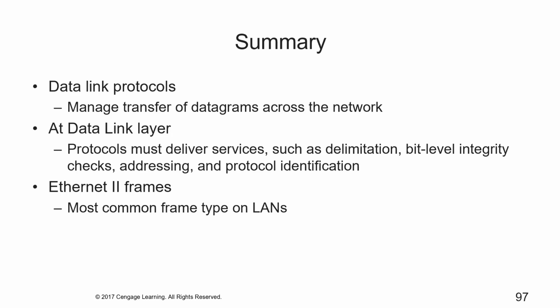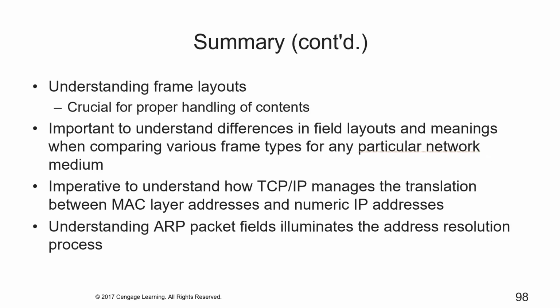So, in summary, we talked about data link protocols. Again, they manage the transfer of datagrams across the network. At the data link layer, protocols must deliver services like delimitation, bit-level integrity checks, addressing, and protocol identification. Ethernet II frames are the most common type of frames in LANs, and understanding your frame layouts is crucial for the proper handling of contents. It's important to understand the differences in field layouts and meanings when comparing various frame types for any particular network medium.